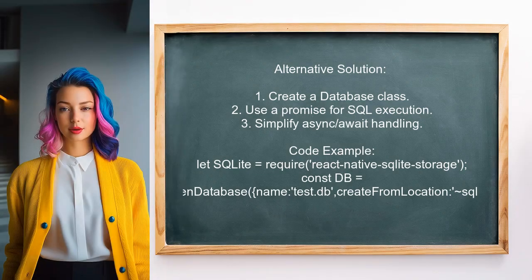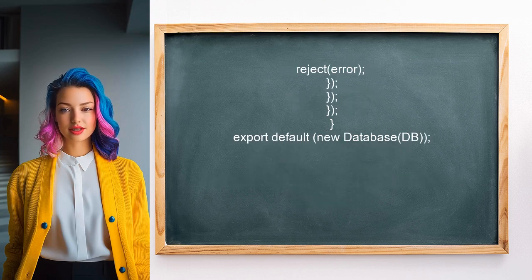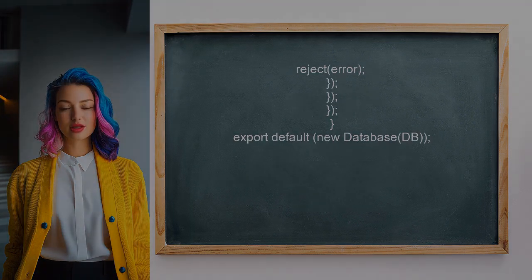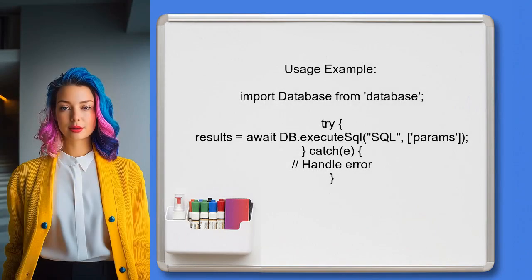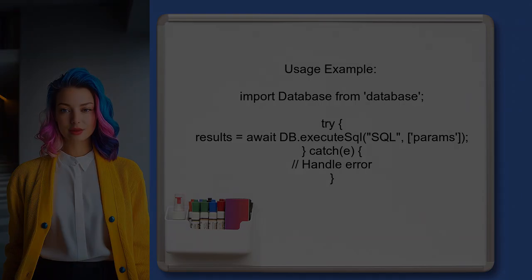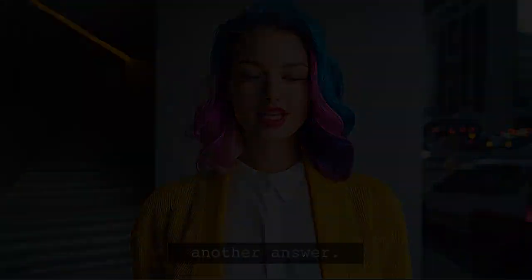An alternative approach provided by another user involves creating a database class that simplifies SQL execution. They suggest using a promise-based method to handle SQL commands, allowing for cleaner async await usage. To use this approach, simply import the database class and execute SQL commands with await. This method ensures that your code waits for the database response before proceeding. Let's move forward and look at another answer.